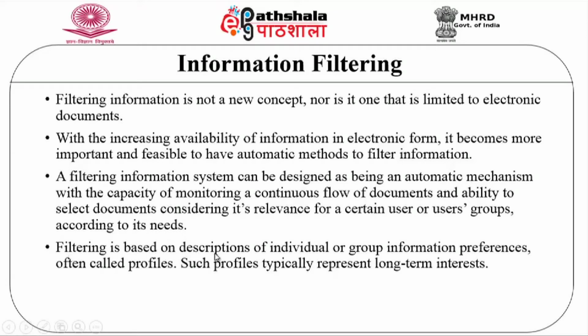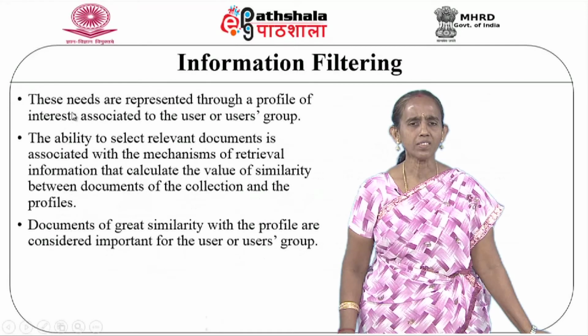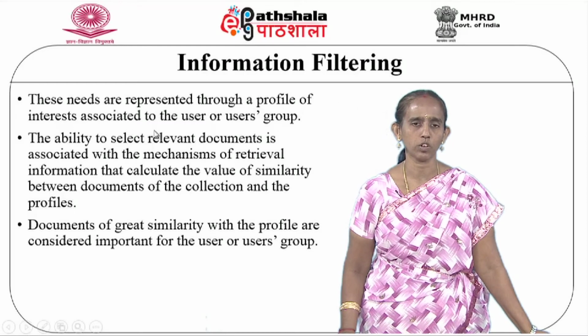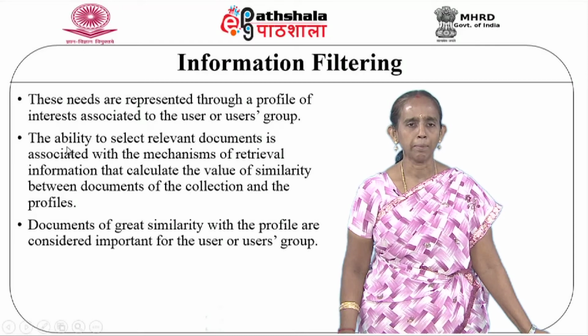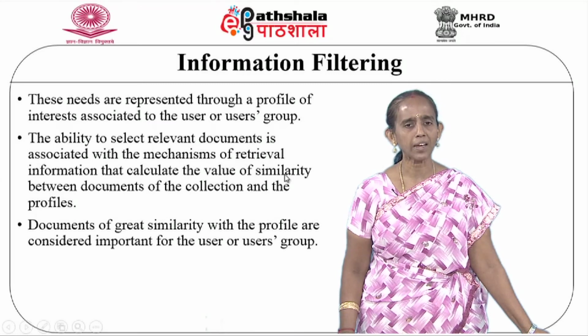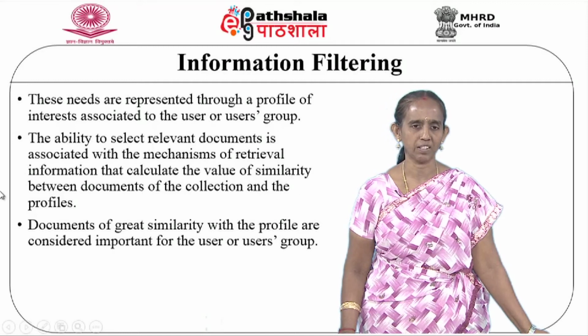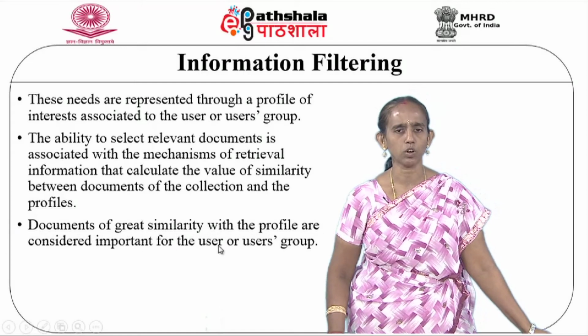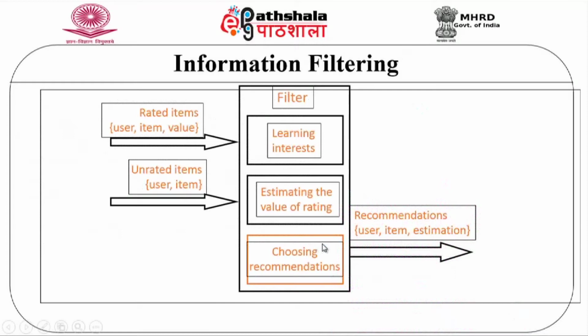Filtering is based on descriptions of individual or group information preferences, which are often called profiles. Such a profile will typically represent long-term interest. These needs of the user are represented through a profile of interest associated with the user or the user's group. The ability to select relevant documents is associated with the mechanism of retrieving information that calculates the value of similarity between the documents of the collection and the profiles. The documents of greater similarity with the profiles are considered important for the user or the user's group. So this is an information filtering system.